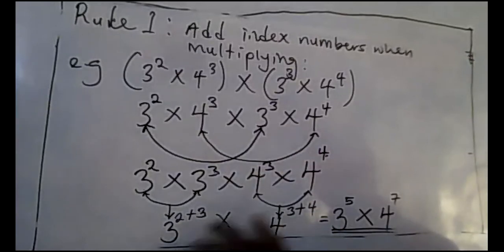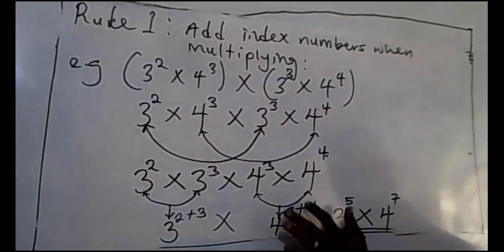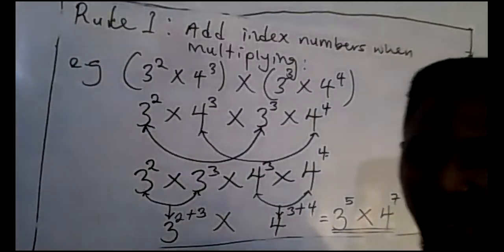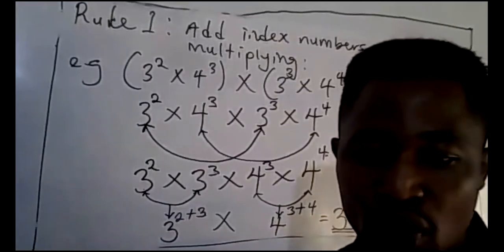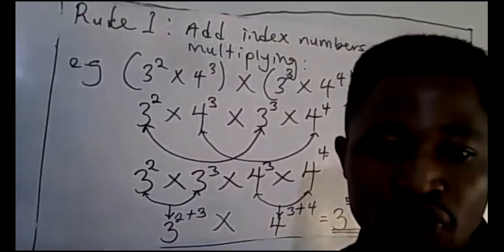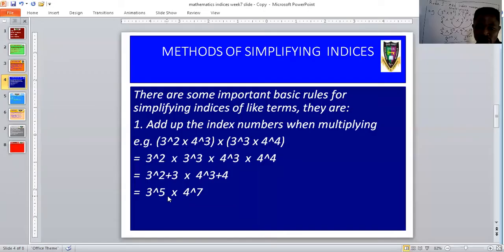So you have 3 raised to power 5, 4 raised to power 7. And that's our answer. We can't go further. All right, let's go to yet another example as we move on. So you can see over here, that's why my answer is 3 raised to power 5 times 4 raised to power 7, just as I have gotten on the board.